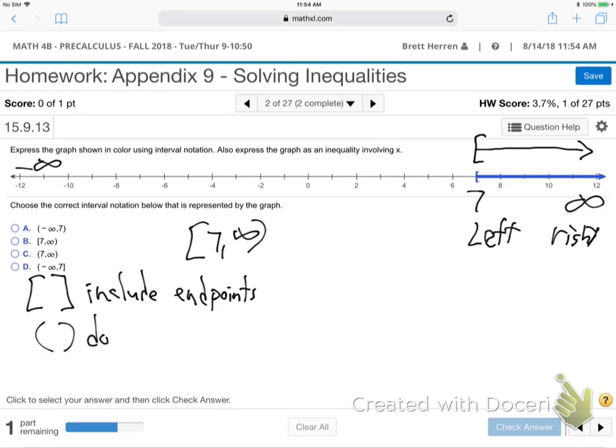Parentheses do not include the endpoints. So in other words, let me be super clear here.